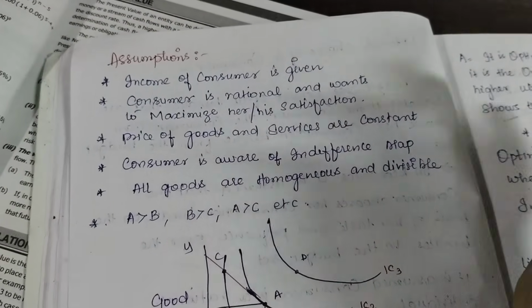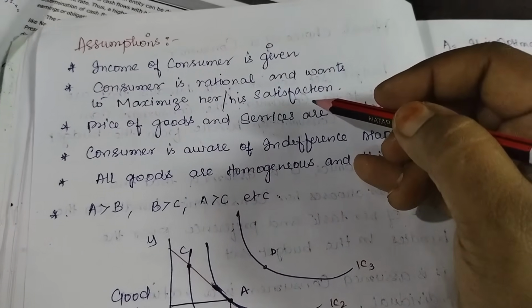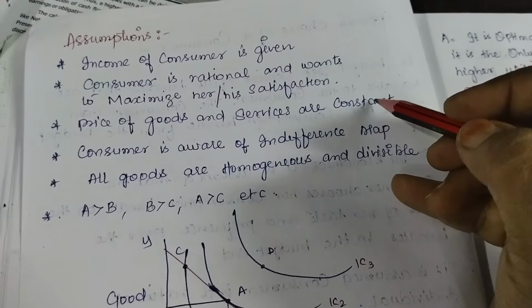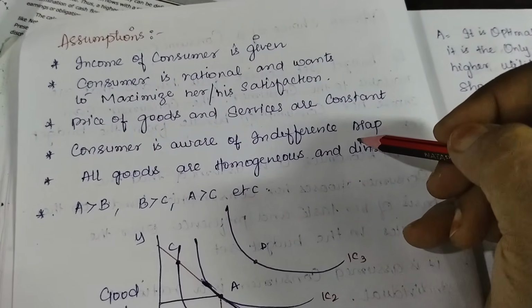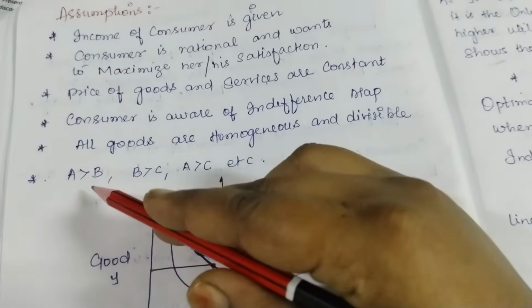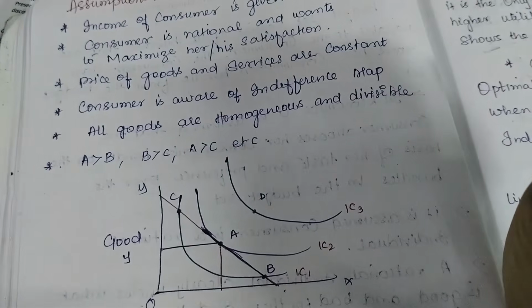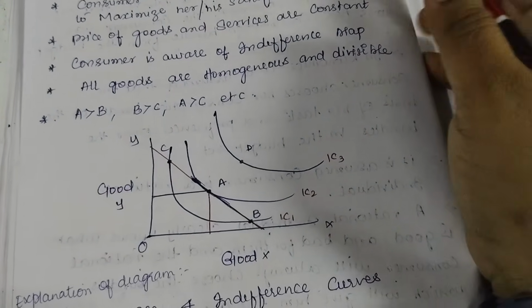So there are certain assumptions. Income of the consumer is given. Consumer is rational and he wants to maximize his or her satisfaction. Price of goods and services are constant. Consumer is aware of the indifference map, and all goods are homogeneous and divisible. A is greater than B and B is greater than C, so A is greater than C. We know the consumer knows about the indifference curve.